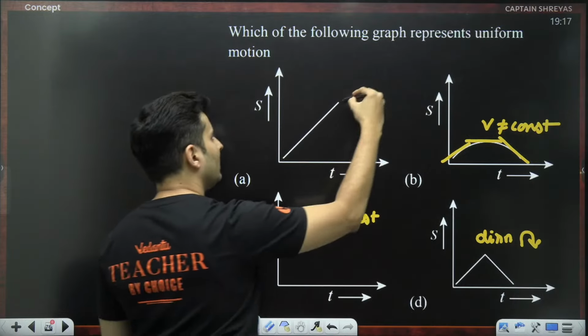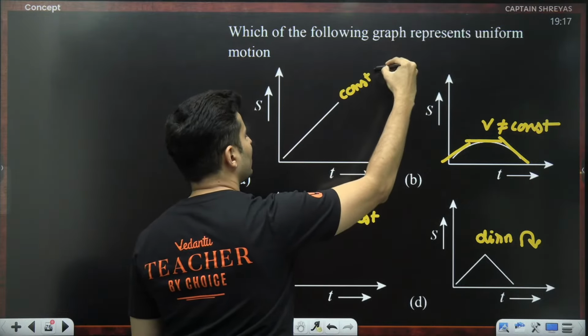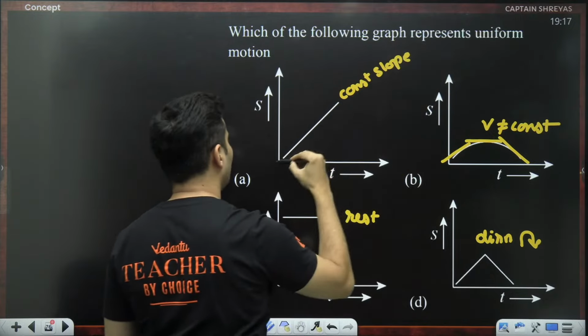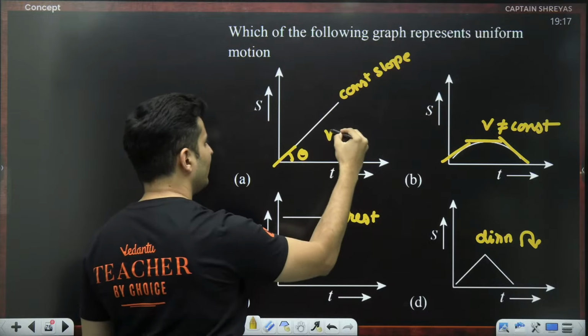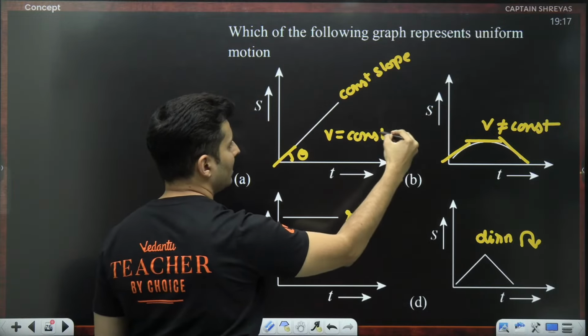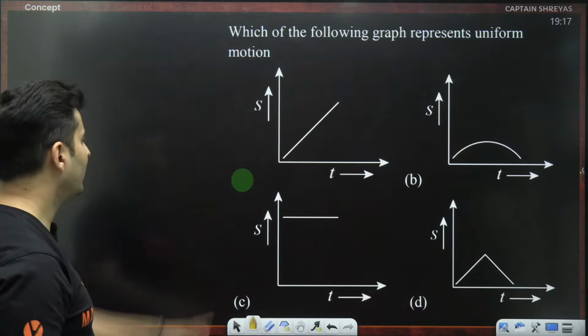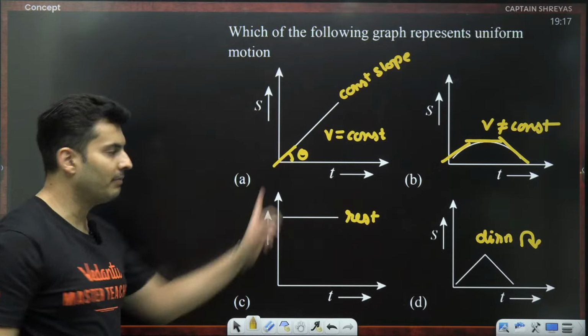Only in this one it has got a constant slope. If you draw a tangent to this, the angle is the same. So hence, velocity is a constant. So hence, it should be option number A.